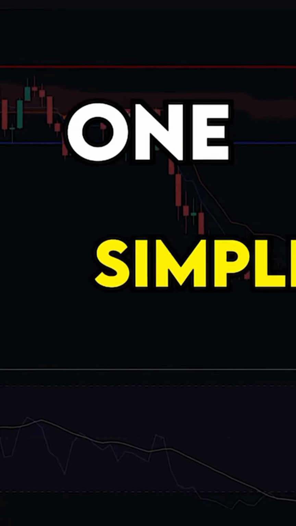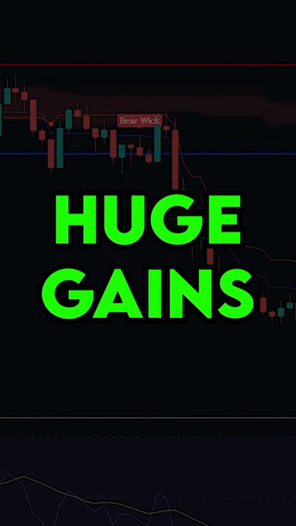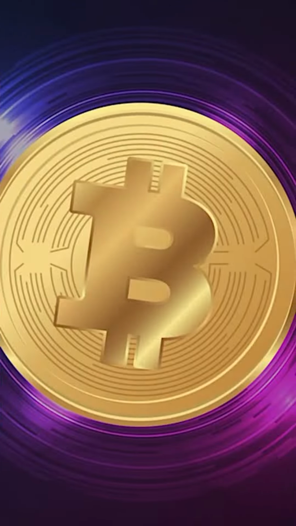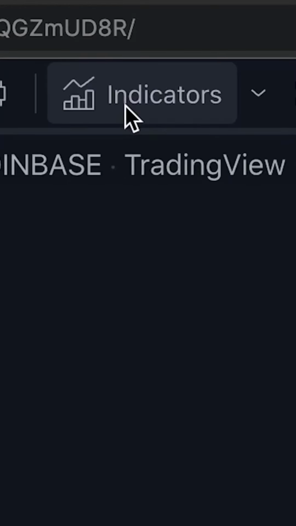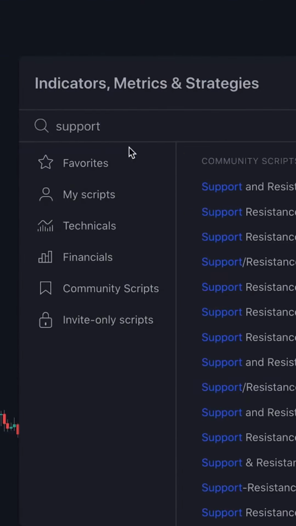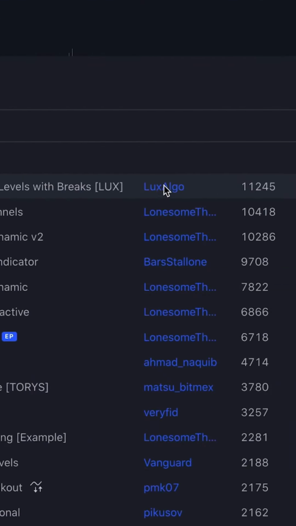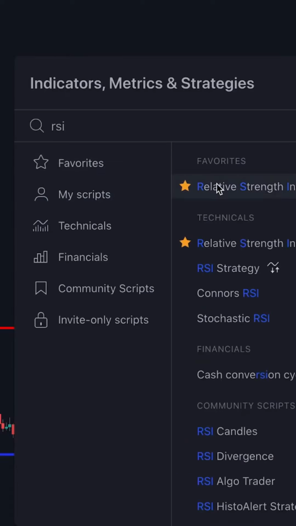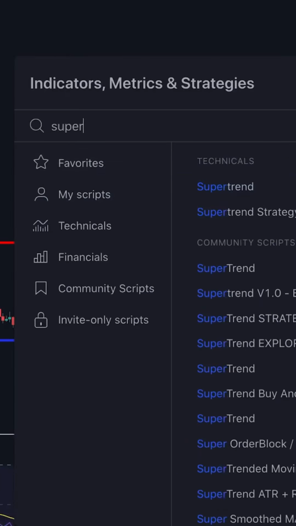This one simple strategy can make you huge gains trading stocks, crypto, or Forex. First, just go to tradingview.com and then click the Indicators tab. Then we're just gonna search for support and add the most liked indicator right here by Lux Algo. Then you're gonna wanna add the RSI and finally the Super Ichi indicator. So here's the strategy.